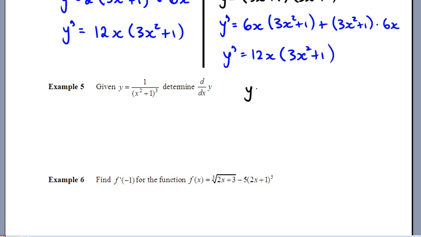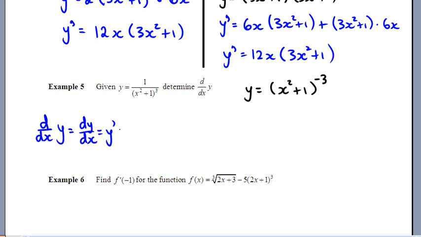So I might rethink this question as being x squared plus 1 all to the negative 3. It just looks a little nicer as far as calculus goes. Okay, the derivative. They've asked us to do a derivative of y. So whether they write it like this, which is what they're doing, saying please do a derivative of y, or whether they write it dy dx, it's all the same thing, or even y prime. All the same thing.